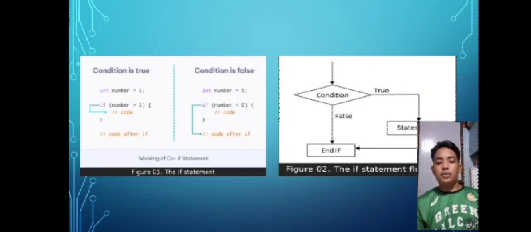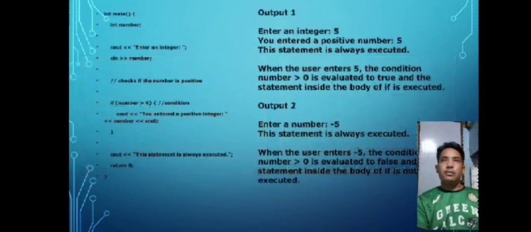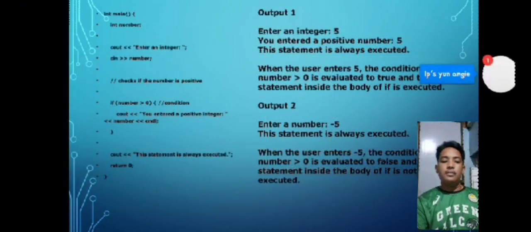In the condition, if it is true, going to the right side is the statement, and if false, it goes straight through. Here is the example of the if statement in C++ coding.